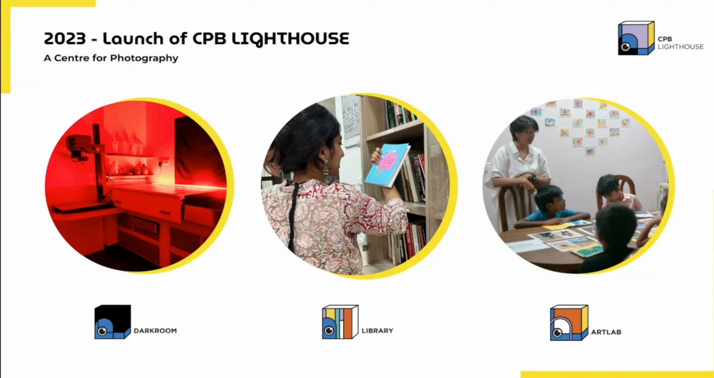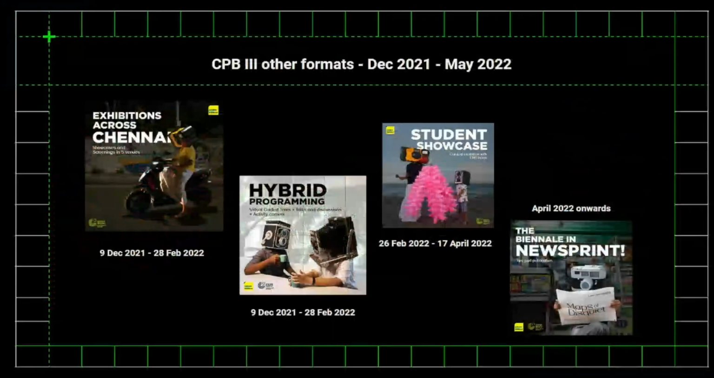And of course, the lighthouse itself, right? So this is just to give you an idea that CPB Foundation has one logo, but then there are small subsidiaries of it as well. And of course, when it comes to the Biennale, the Biennale itself has its own design language. Each Biennale will have its own design language.